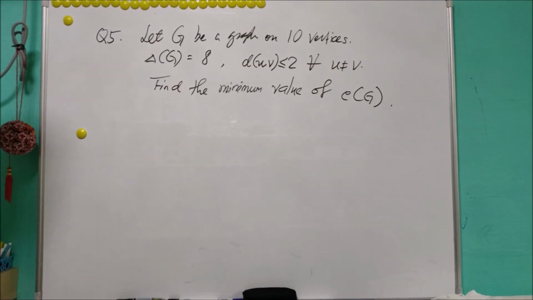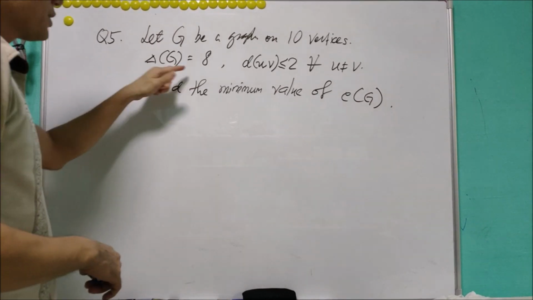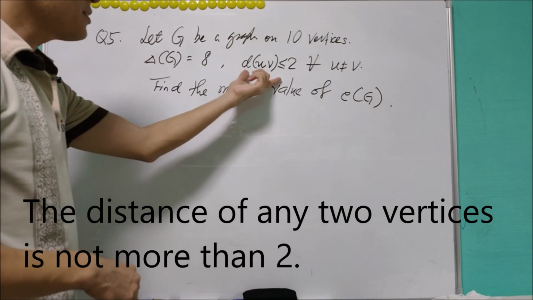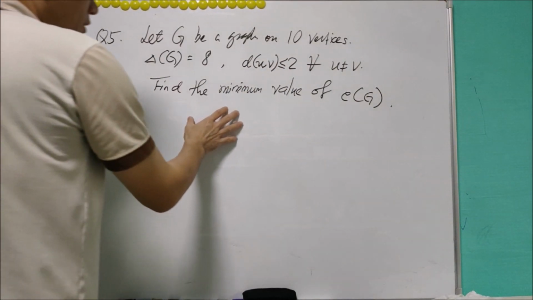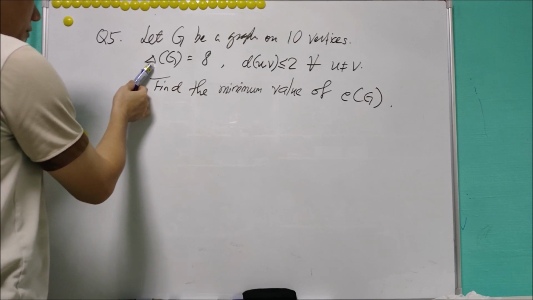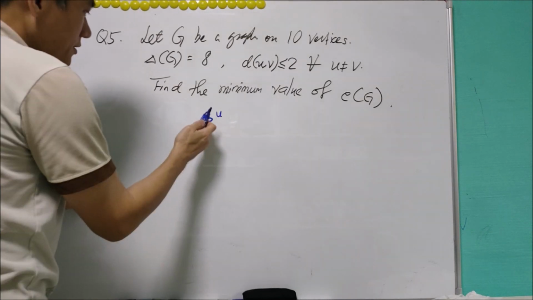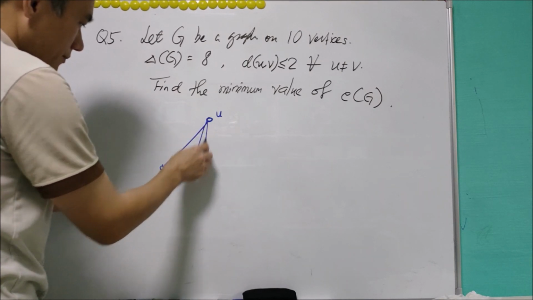Okay, this is question 5. Let G be a graph on 10 vertices. The maximum degree of G is equal to 8. And the distance between any two vertices is not more than 2. Find the minimum value of the number of edges of G. Since the maximum degree of G is equal to 8, there exists a vertex U such that the degree is equal to 8.